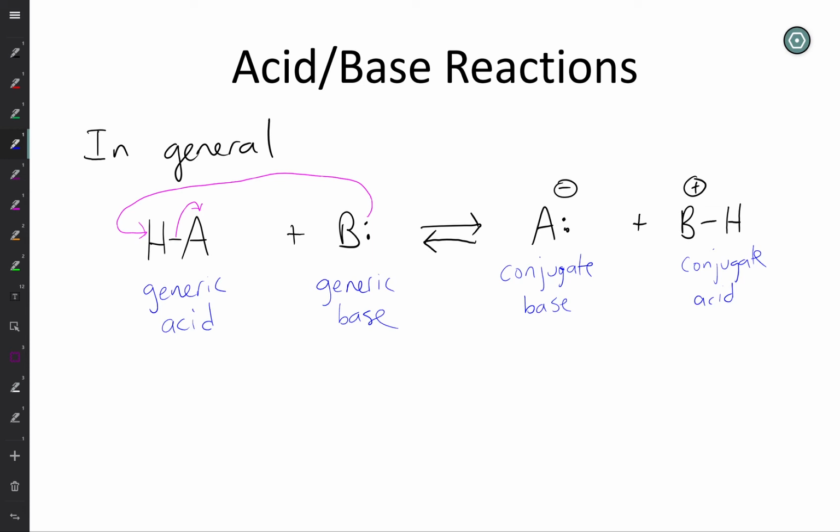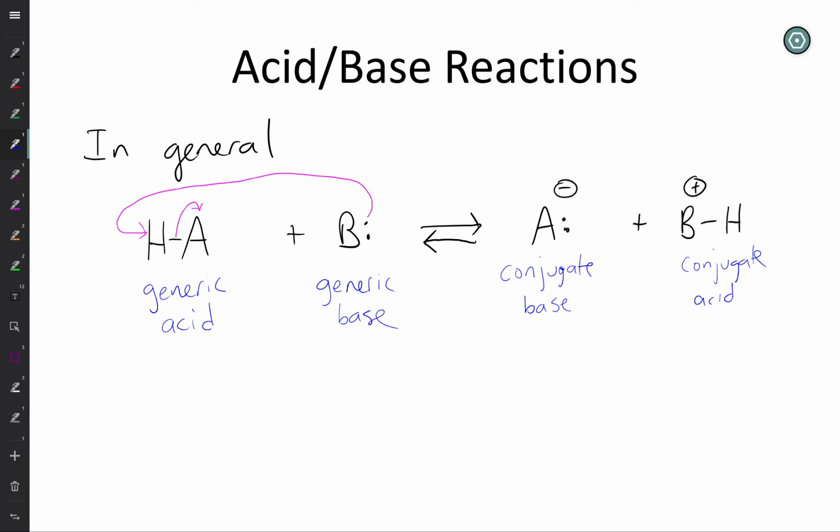So I say that this is a general form because this reaction can happen in lots and lots of different situations. Essentially, any molecule that has a hydrogen in it could, in theory, act as an acid. But most of them don't act as an acid, at least under normal circumstances. So a lot of what we need to parse out is figuring out what kind of things will act as acids, what kinds of things will act as bases, and when will these reactions happen?